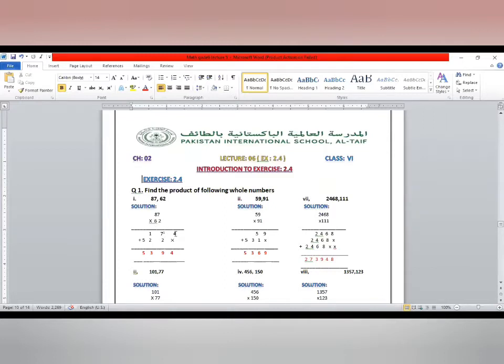2 sevens are 14, 4 here, 1 will be carried. 2 eights are 16, plus 1, 17. Here the first place we will leave, and we will write a cross or 0.